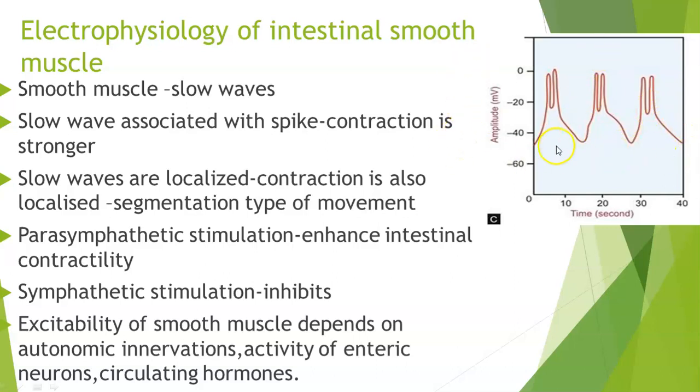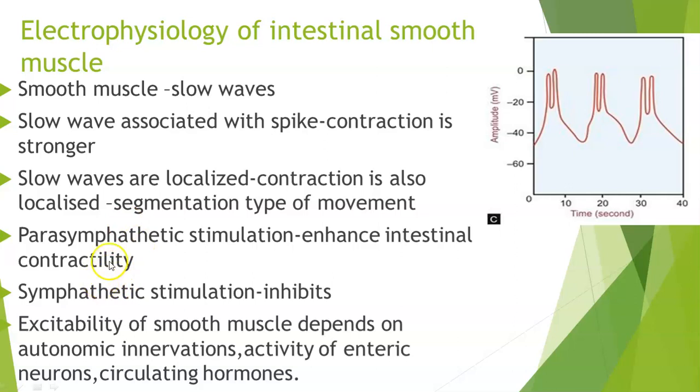But sometimes the slow waves have a spike potential. This is a spike potential. When the slow waves have a spike potential, contraction of the muscle takes place. The slow wave happens at a regular interval, so the spike potential also happens at a regular interval. So the contraction of these muscles takes place as a segmental type of movement. The segmental type occurs through the spike potential caused by the slow waves of the small intestine.